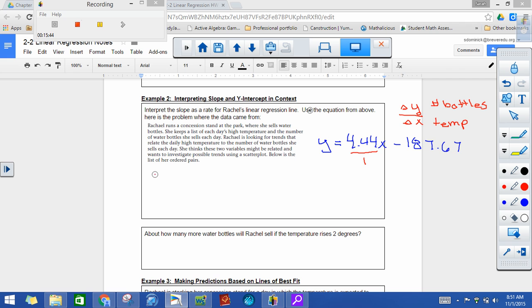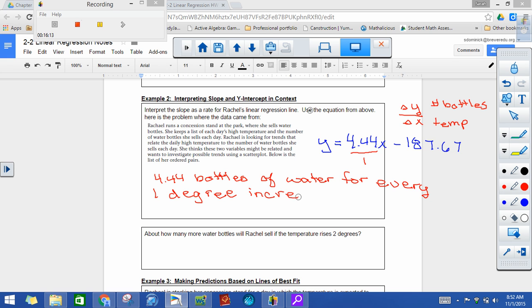Rachel sells 4.44 bottles of water for every 1 degree increase in temp. And I'm saying increase because both of these are positive numbers. So the bottles of water, she must sell more bottles of water because it's positive, and the temperature must be going up because it's positive.